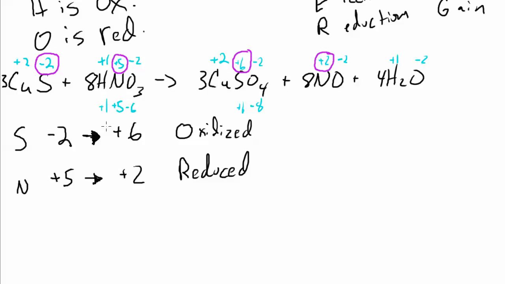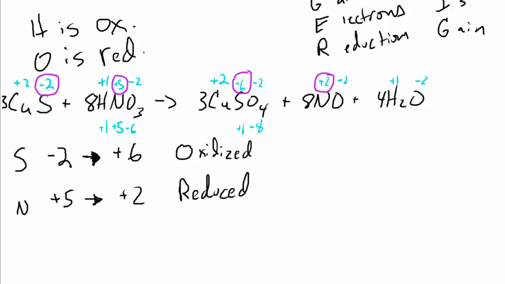Now see that one that's not as obvious. They don't both flip-flop signs. But sulfur lost the electrons and became positive. Nitrogen gained electrons and its oxidation number went down, reduced. So yes, it can be a little bit more complex than that.